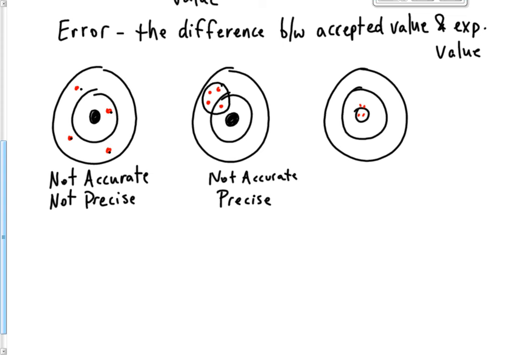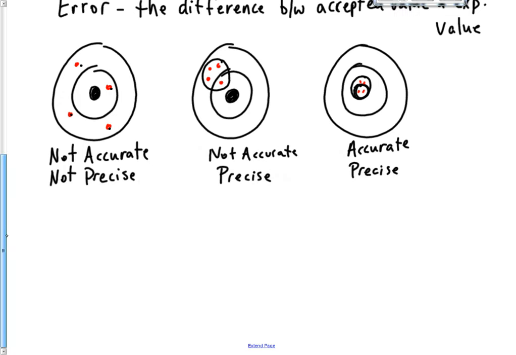And then the final one, all right, again, our accepted value is this area right here, this bullseye. And because they are close to the bullseye, this is accurate. Okay? And because they are in a small area together, they are also precise. So this last one is both accurate and precise.